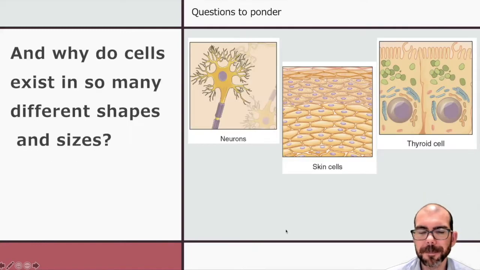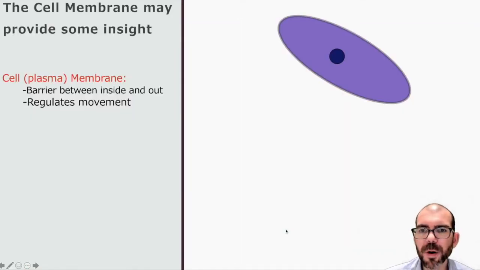Something to think about. Another question I want you to ponder: when we think of the great diversity of cells we find in life, we find a tremendous variety of shapes and sizes. Look at the neuron and the thyroid cell compared to the skin cell. Why is this the case? Why so many different structures? The cell membrane is going to provide us some insight into these two questions: why cells are small and why cells come in so many different shapes and sizes.